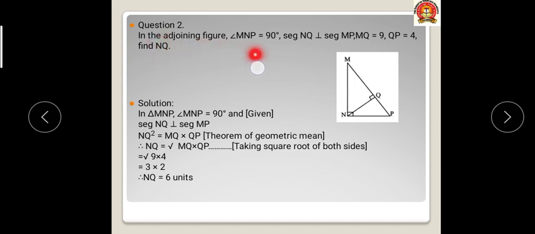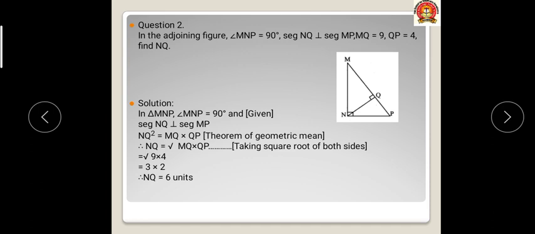Now see the adjoining figure, in which a triangle MNP is given. Angle MNP is 90 and NQ is perpendicular to MP. MQ is equal to 9. This MQ is given as 9. QP is 4. We have to find out NQ.